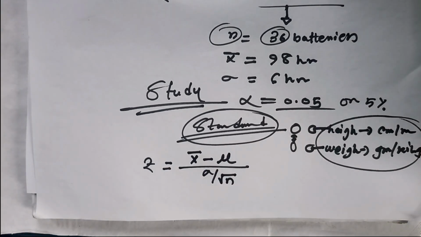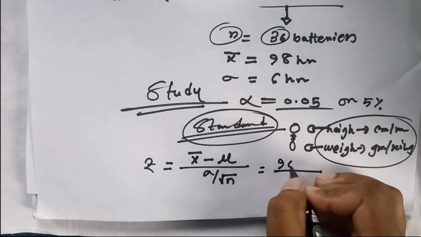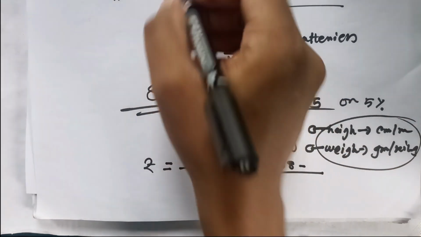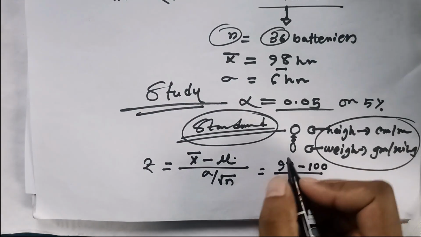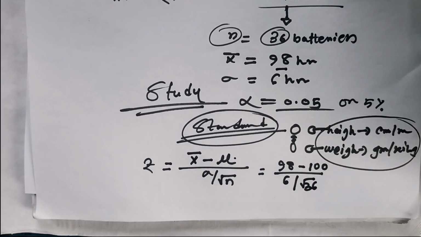All right, so that's what we have. Now if we put in the values, as we know, x bar is 98, and mu is 100, and sigma is 6, and root 36.